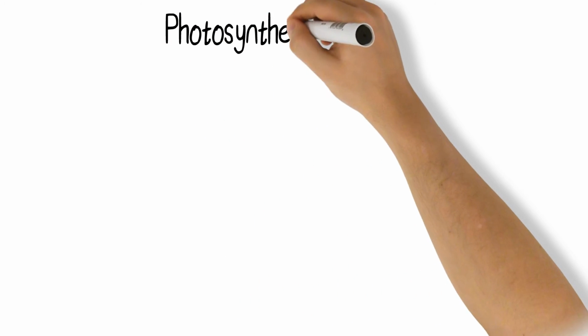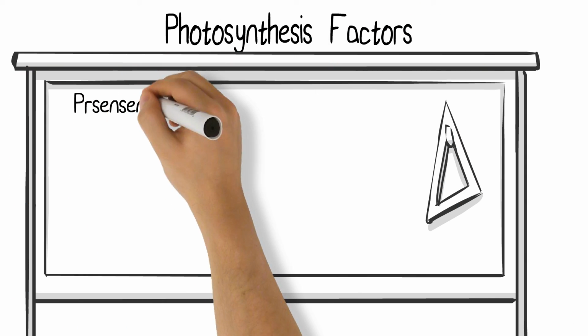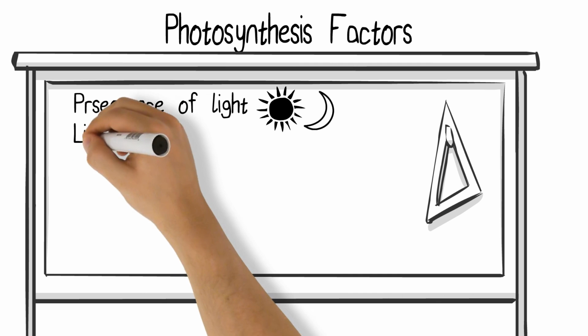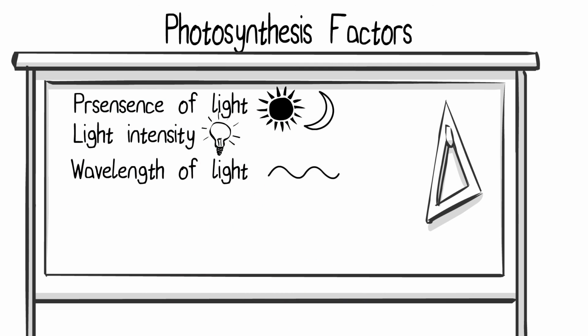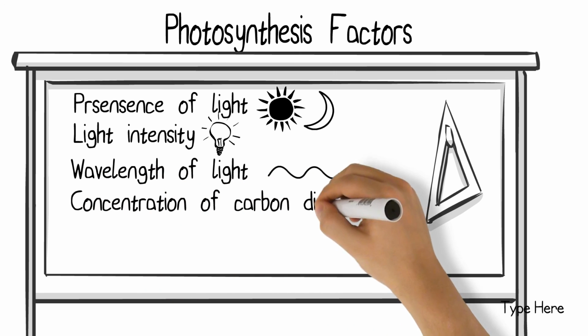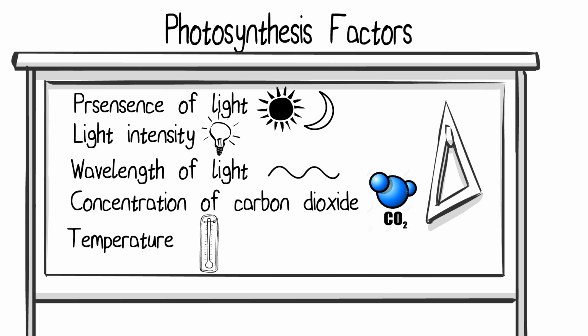The rate of photosynthesis is dependent on many factors, including the presence of light, light intensity, the wavelength of light, concentration of carbon dioxide available, and temperature. All of these factors can be investigated experimentally.